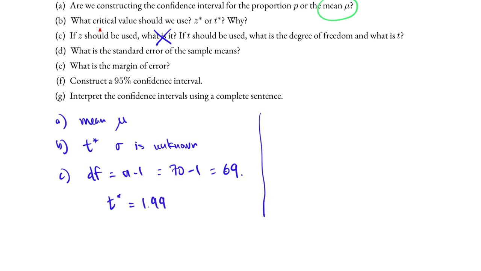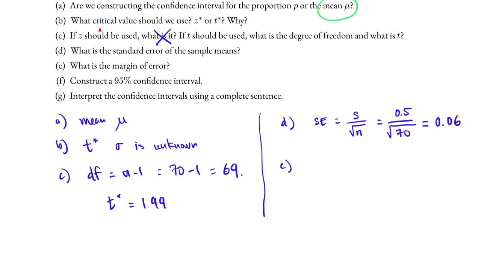Part D. What is the standard error of the sample mean? The standard error is the sample standard deviation s divided by the square root of the sample size n. The standard deviation of the sample was 0.5, divided by the square root of n, which is 70. 0.5 divided by the square root of 70 is 0.06, rounded to two decimal places.